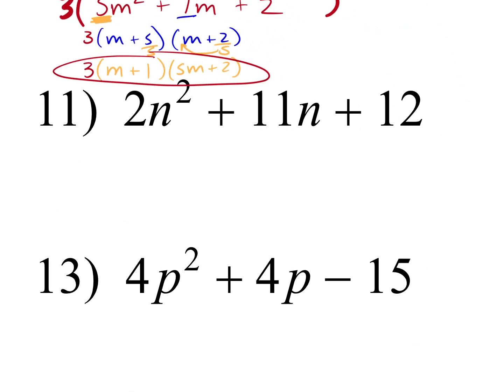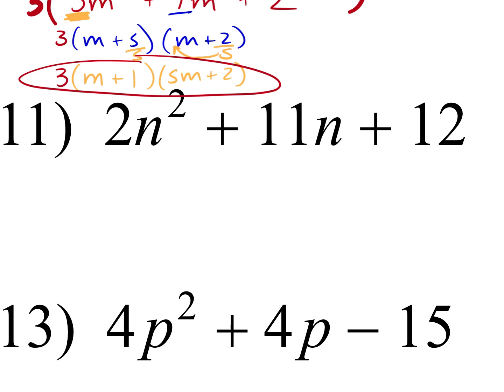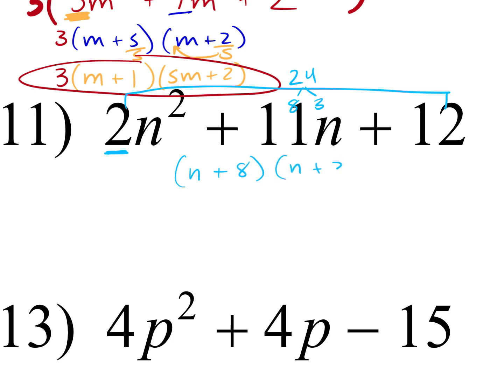Let's look at 11. What should I do first? Multiply the first times the last. We don't have a GCF, so we multiply the first times the last since our leading coefficient is not 1. So we get 24. What are two factors of 24 that add to 11? 8 and 3. So we have n plus 8 and n plus 3.